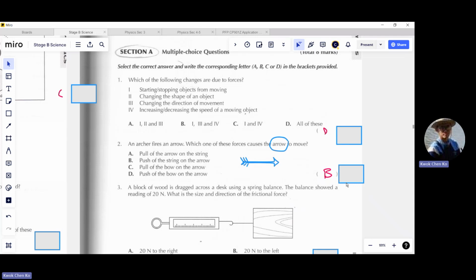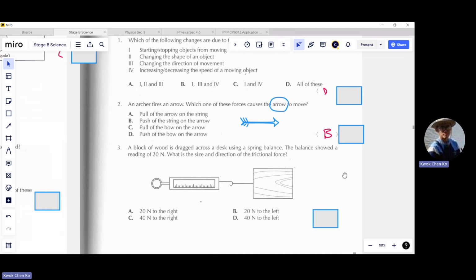A block of wood is dragged across the desk using a force meter. What is the size and direction of the frictional force? First of all, you didn't tell us which direction you pull it. Is it to the left or right? Dragging to the left. It shows a reading of 20 newtons.